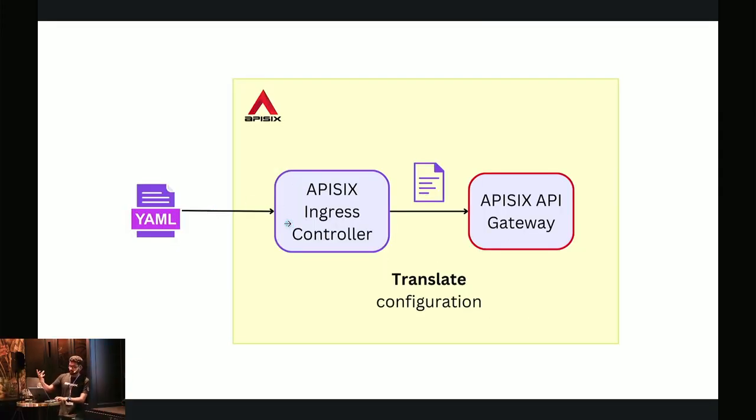The APISIX ingress controller takes in a configuration, a Kubernetes resource, and converts it into the format APISIX understands. This configuration is a YAML file. In Kubernetes, you declare your configuration in a YAML file. And this is where the Gateway API comes in. The Gateway API is an API that can be used to describe what your Kubernetes ingress should look like, and how your traffic should be handled by the ingress controller. The Gateway API is a new API that the Kubernetes team has built to do this. There are other APIs, as we'll see, like the Ingress API, which already existed before.